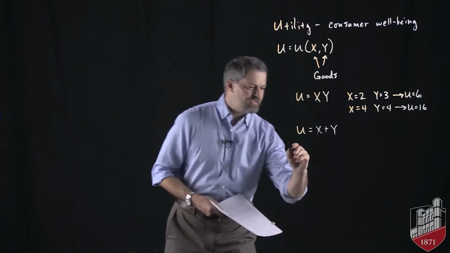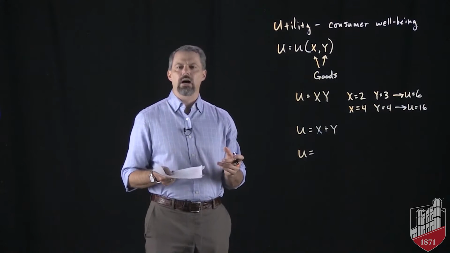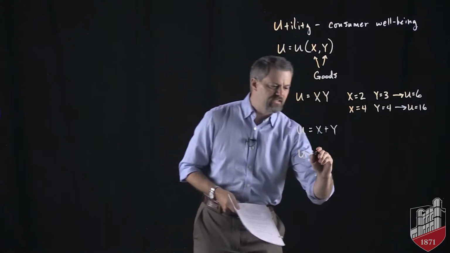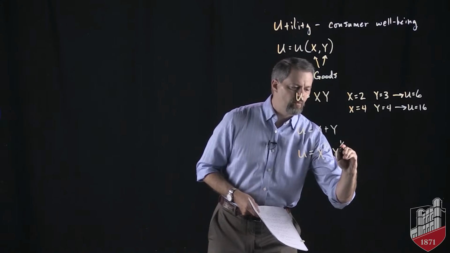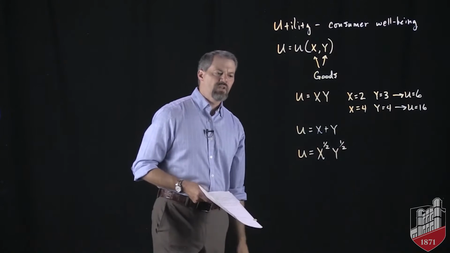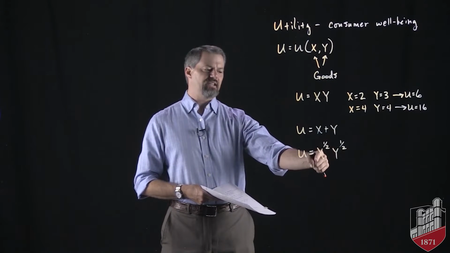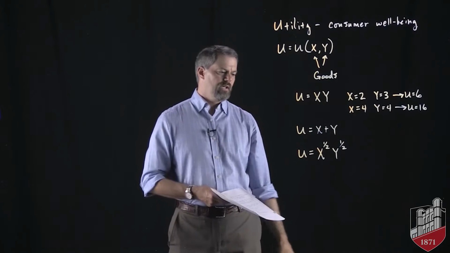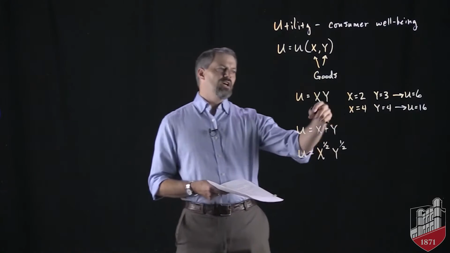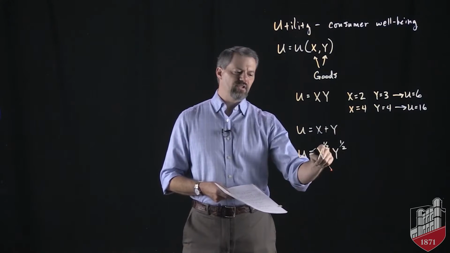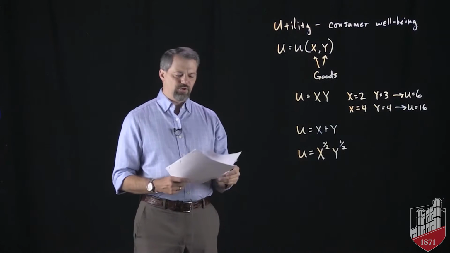Another utility function, actually a very common utility function, is one that we call a Cobb-Douglas utility function, and it looks like this: X raised to the 1/2 power times Y to the 1/2 power. Remember that anytime you raise something to the 1/2 power, all you're doing is taking the square root of it. Okay? So this is the square root of X multiplied by the square root of Y. And you can see that we could plug those numbers into this utility function and it would give us some measure, some number for U.